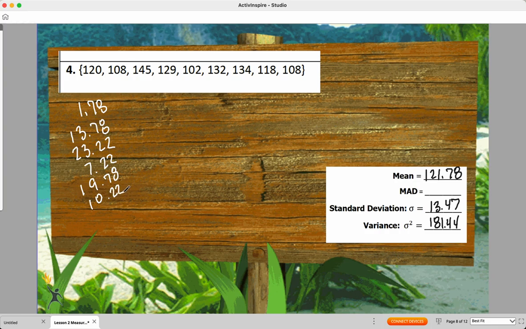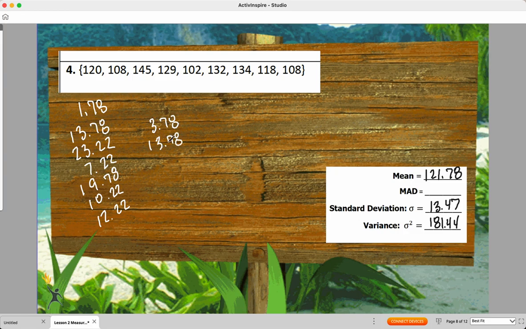Okay. From here I keep going. So I'm at 132. I get 134 minus 121.78. So I'm going to get 12.22. 118 minus, oh, sorry, let's clear this. 121.78 minus 118, 3.78, and then 108 minus 121.78, and I get 13.78. So that one I already have two of them, so 13.78.